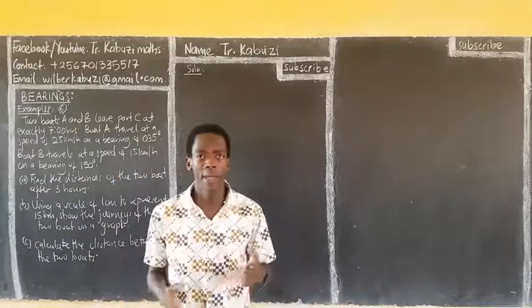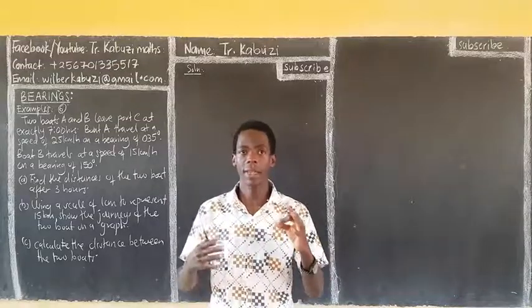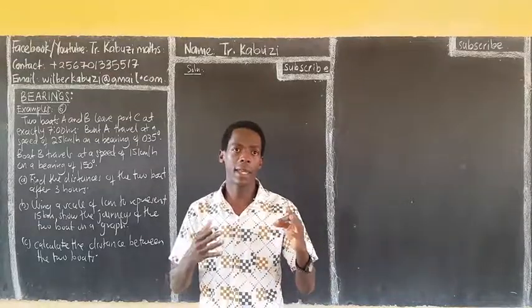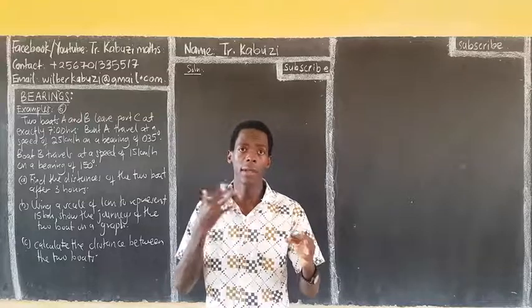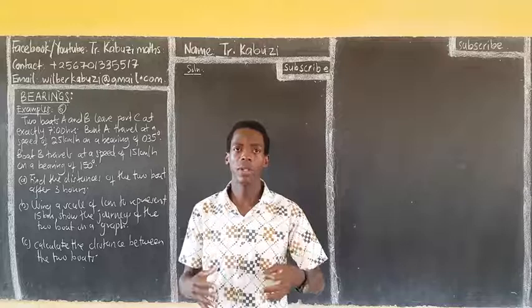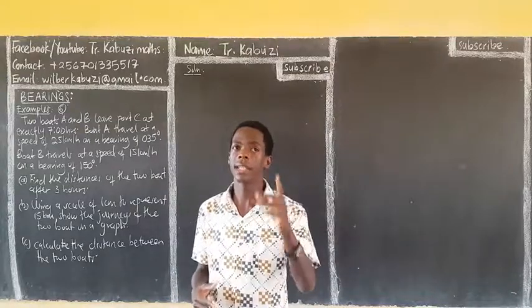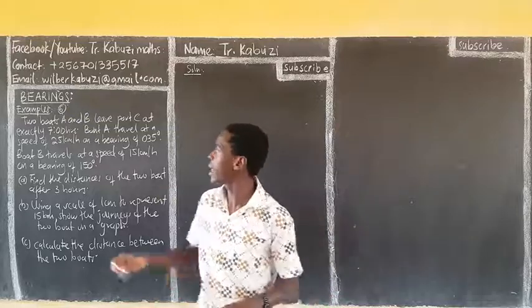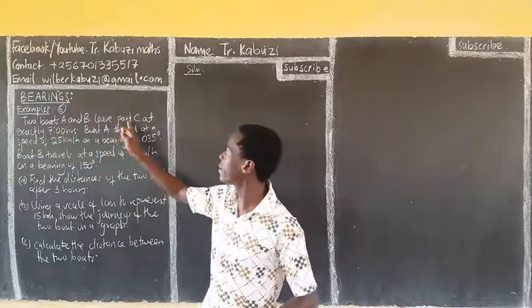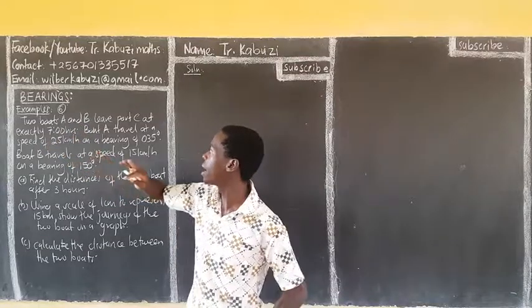Okay, so members, now we are seeing a different question of bearing where they are giving you the velocity of a boat moving, and then they ask you to get the distances between the two boats if they all originate from the same point, as we are going to see. So here, if boats A and B leave port C at exactly 7 hours.